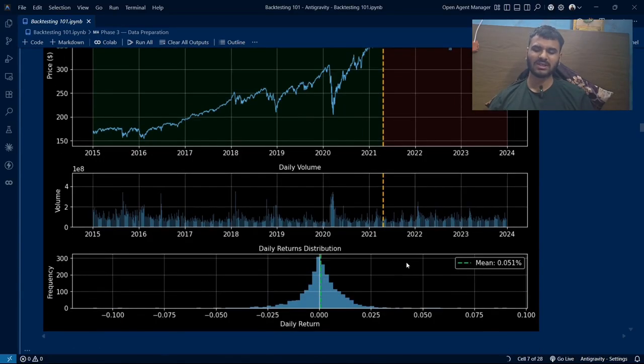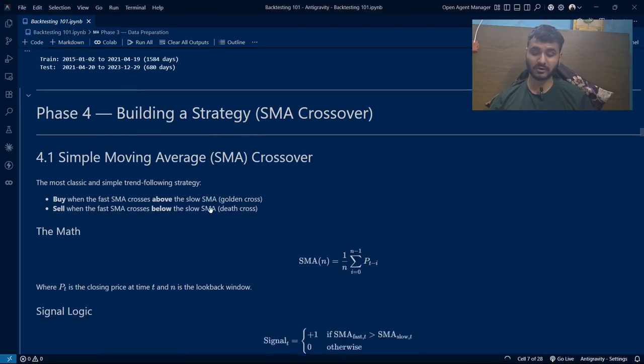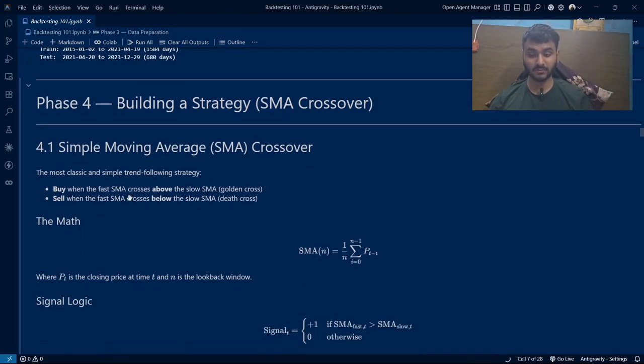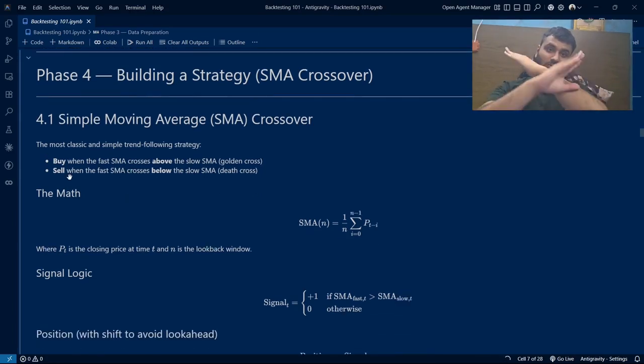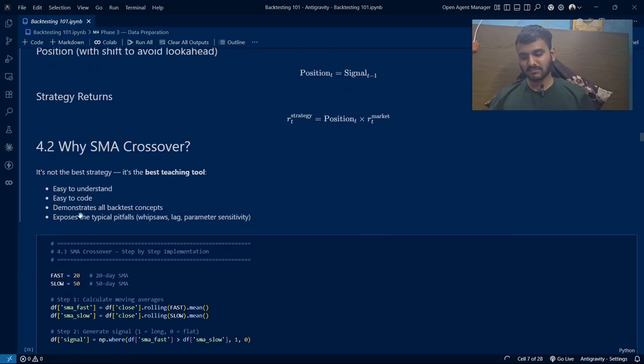Now, building a strategy: a very basic SMA crossover, the most classic and simple trend-following strategy, which does not work in modern times. Buy when the fast SMA crosses above the slow SMA and sell when the fast SMA crosses below the slow SMA. But what if the market is mean reverting? You will have constant losses. Again, a useless strategy, but I'm just using it as an example. Why SMA? Again, not the best, but the best teaching tool, easy to understand, easy to code. It demonstrates all backtest concepts, right?